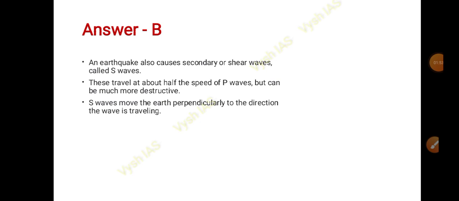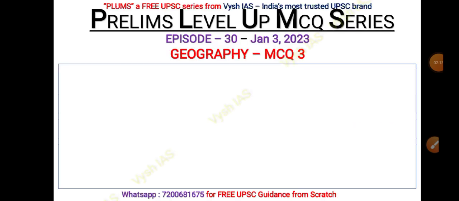S waves, also called secondary or shear waves. These travel at half the speed of P waves, but they are actually more destructive. You have to remember this. S waves move the earth perpendicularly to the direction in which the wave is traveling.